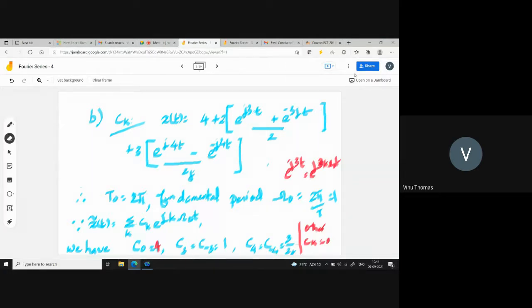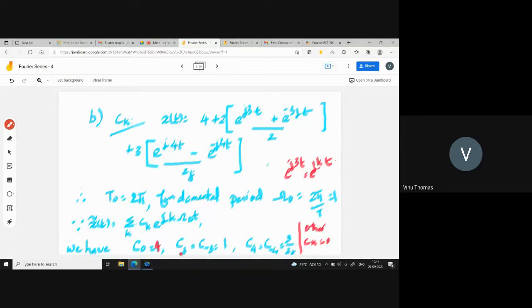This should be e raised to j3t, which is e raised to j k into t. Omega naught is equal to 1, so e raised to j k into 1 into t, so that is e raised to j k t. So k is equal to 3. For this term k is equal to 3, and for this term k is equal to minus 3, and this is for k is equal to 4, and this is for k is equal to minus 4.